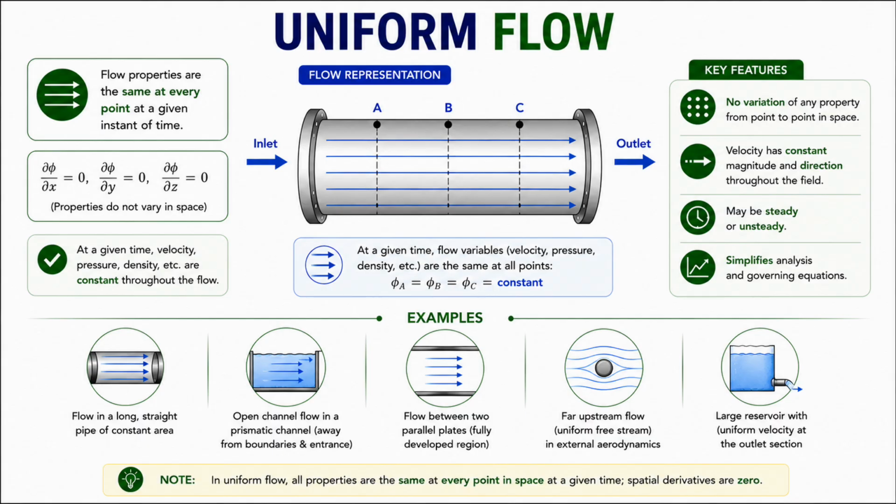Mathematically, we write this as ∂ψ/∂x = 0, ∂ψ/∂y = 0, and ∂ψ/∂z = 0. This means the flow properties do not change along the spatial directions. In simple words, the flow looks the same everywhere in the flow field at a particular instant. Some common examples of uniform flow are flow through a long straight pipe of constant area, flow between parallel plates, and far upstream flow in external aerodynamics.